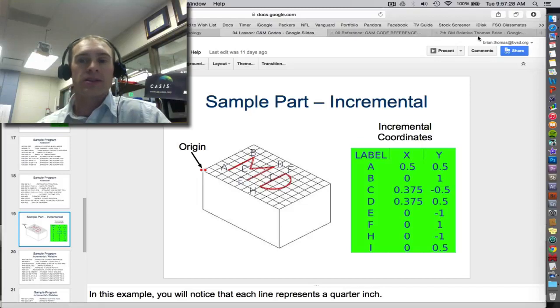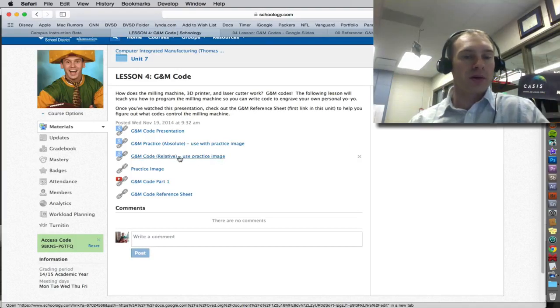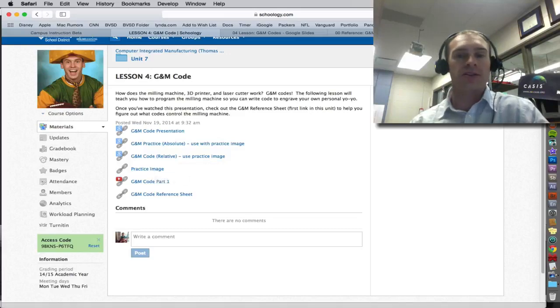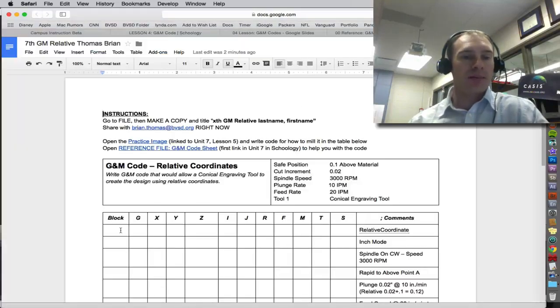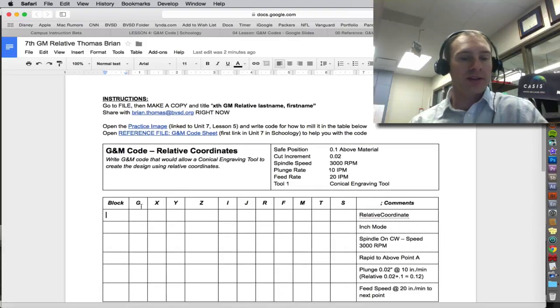So to code this, you need to open up the G&M code relative practice, and you would use your practice image, but I'll just give you this as a sample. And here it is. Make sure you follow the directions. I've already done this. I've already set it up according to the instructions. Make sure it's shared with me. Open the practice. And then we need to set the block.